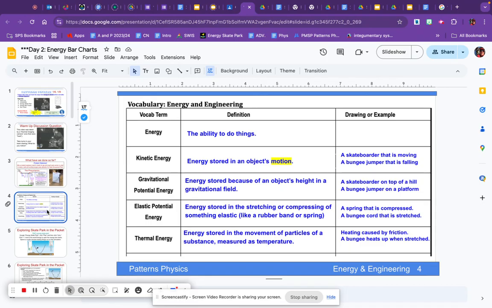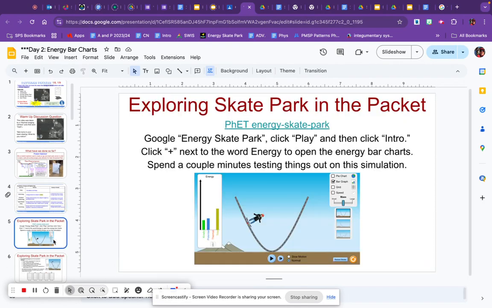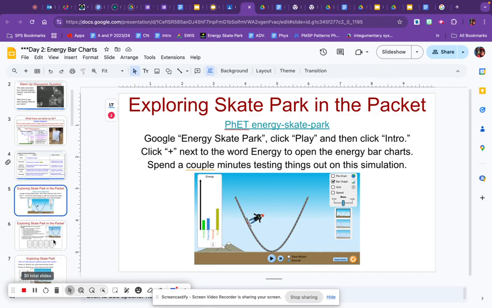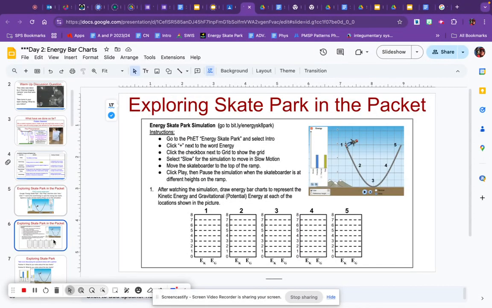These are your vocabulary words and your definitions. I would suggest writing in the example. You can come back to these and do them on your own. The PhET simulation. We did the PhET simulation the other day, and we have our energy bar charts. You are very familiar with those. Okay.